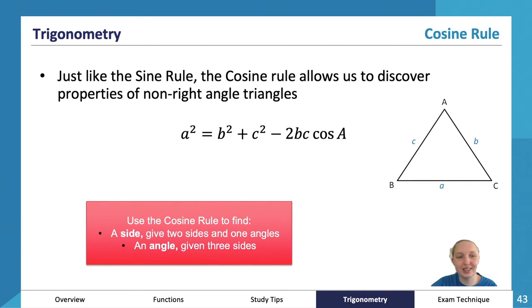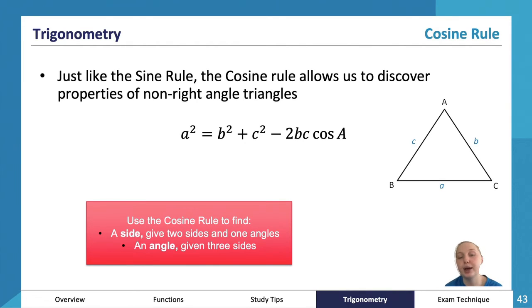Next is the cosine rule. So, just like your sine rule, the cosine rule allows us to discover properties of non-right angled triangles, and it uses the same sort of triangle with your angles being represented by your capital letters, sides being represented by lowercase letters. So, our cosine rule is equal to a squared equals b squared plus c squared minus 2 times b times c times cos A.